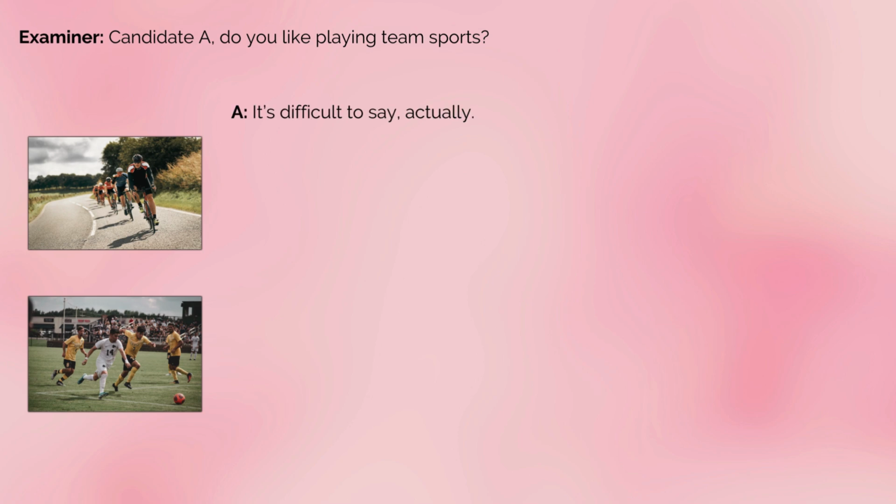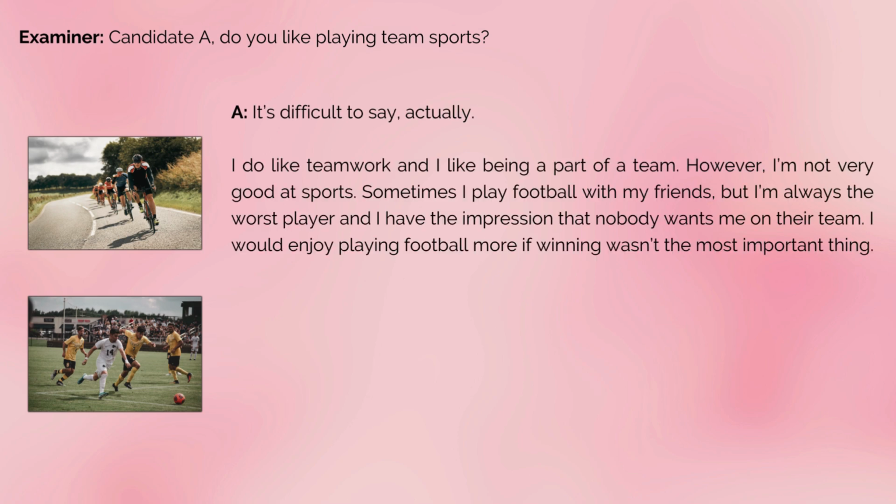It's difficult to say, actually. I do like teamwork and I like being a part of a team. However, I'm not very good at sports. Sometimes I play football with my friends, but I'm always the worst player and I have the impression that nobody wants me on their team. I would enjoy playing football more if winning wasn't the most important thing.